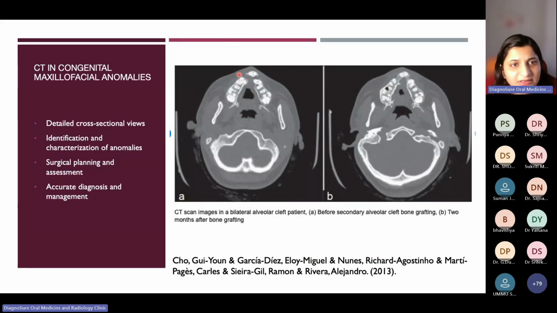Here we can see this is the cleft in the maxilla. We can see it in CT. This was before bone grafting, and this is 2 months after bone grafting. So thus, for congenital anomalies, we can evaluate the patient with CT preoperatively and postoperatively as well.